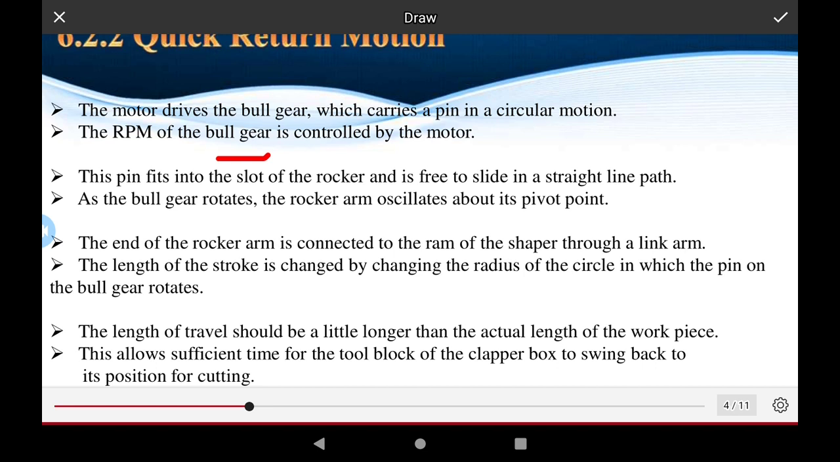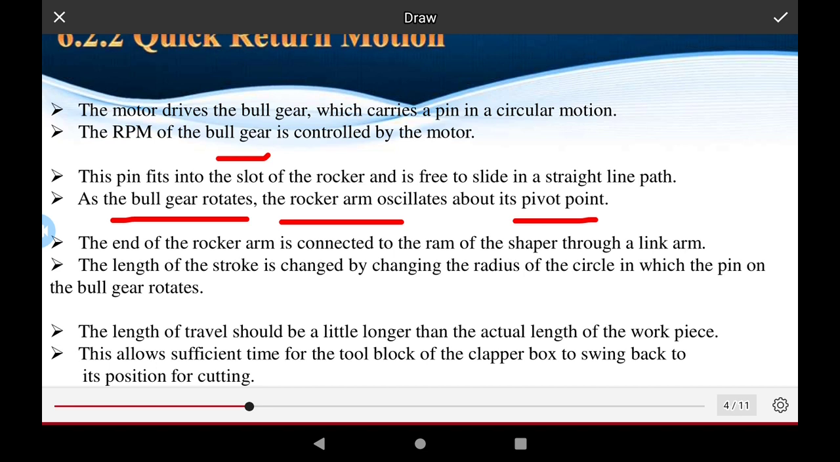Okay, as the bull gear rotates, the rocker arm oscillates about the pivot point. I also select the initial position, the zero point, of the ram slide. This is the pivot point at the end of the rocker arm. This arm is connected to the arm of the shaper through a link arm. The link mechanism transfers motion from one arm to another arm.